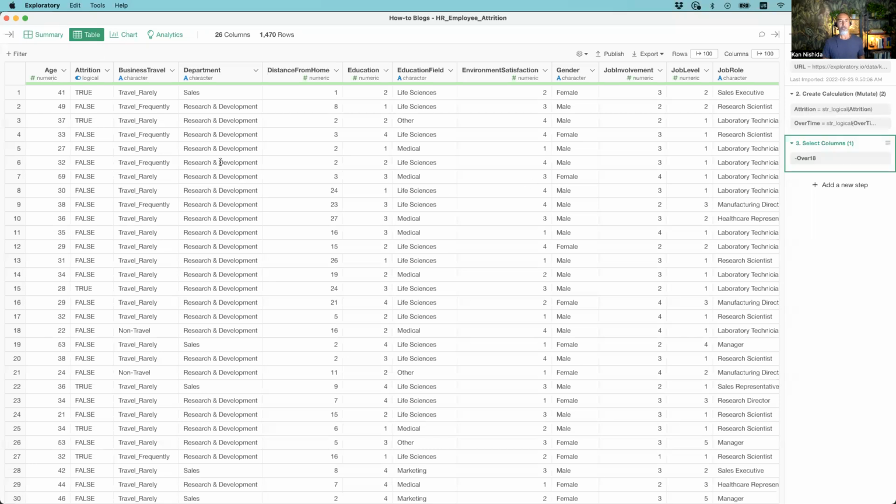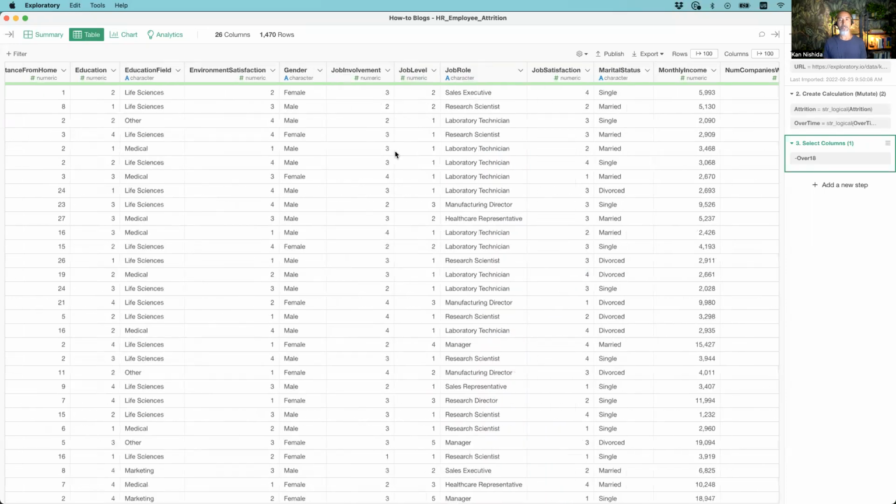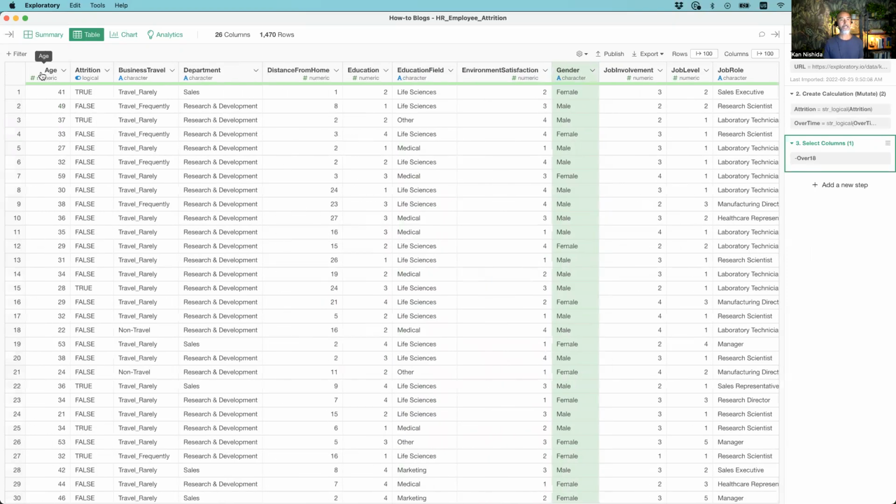So anyway, this is the employee data. Okay, and as you see, there are 26 columns and 1,470 rows. That means each row is an employee, therefore 1,470 employees' data. Okay, and when I scroll here, there's monthly income. So this is basically the salary, right? How much each employee is making. And then other information, for example, job role, what type of job they have, what the gender is, what the age is, and so on.